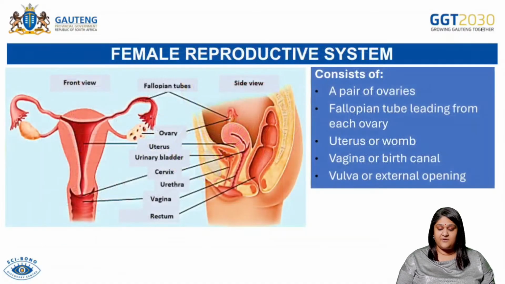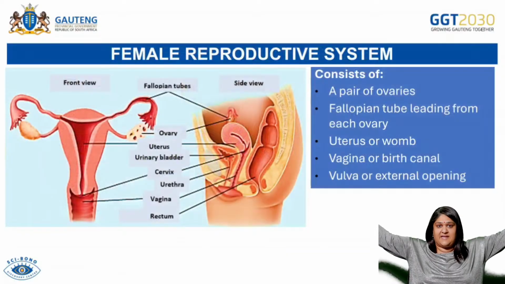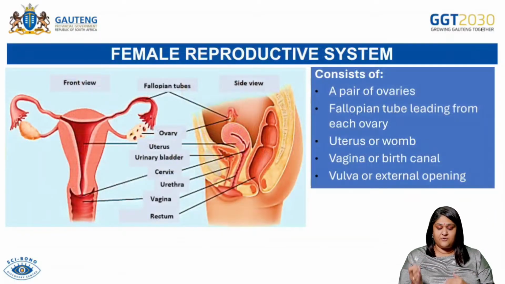Then we have the female reproductive system. Also, you need to know the front view and you need to know the side view. The front view is like a little lampshade, and then the side view, okay, it's looking similar to the male over there. You just need to know the different parts and you need to know the functions once again.